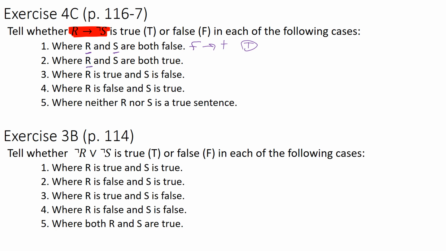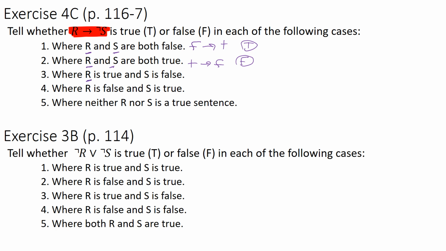Number 2, R and S are both true. So we have truth implies falsity. So overall, that must be false. So if the consequent is false and the antecedent is true, then we've falsified that conditional. So it's definitely a false statement.